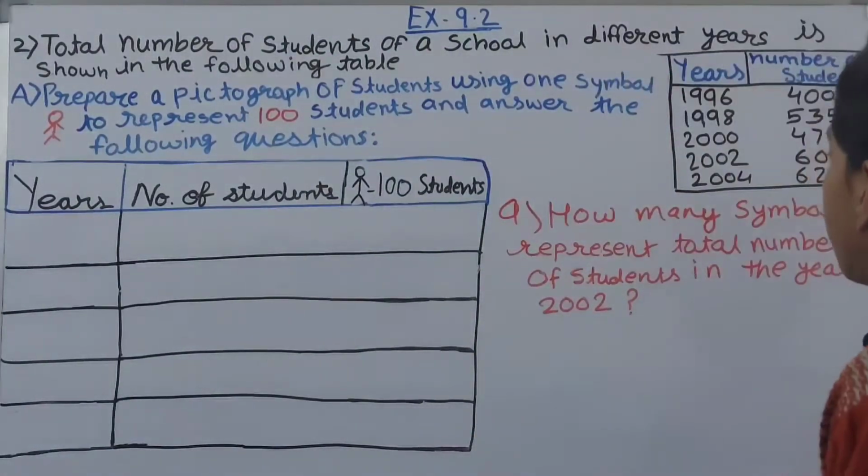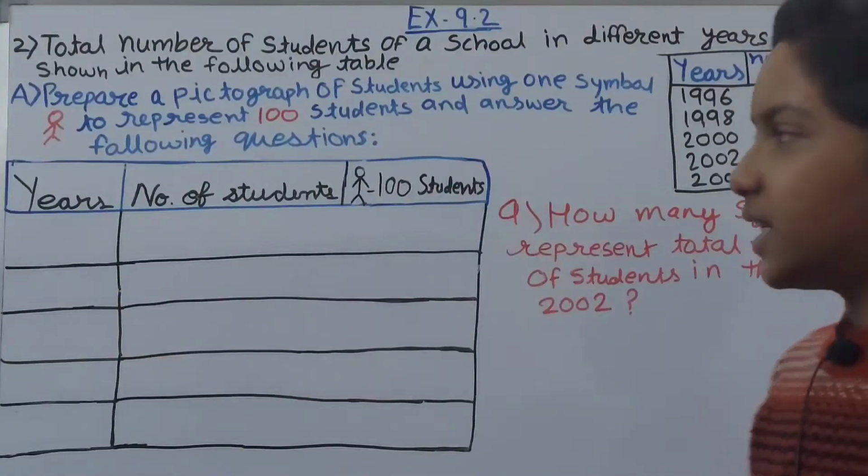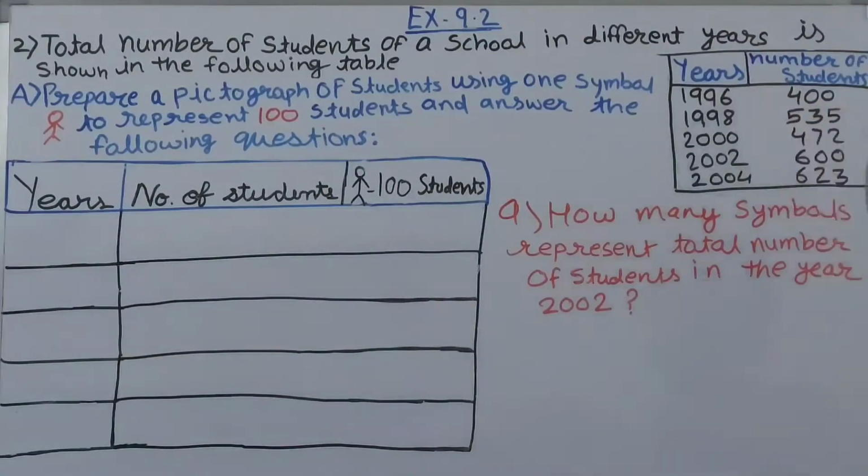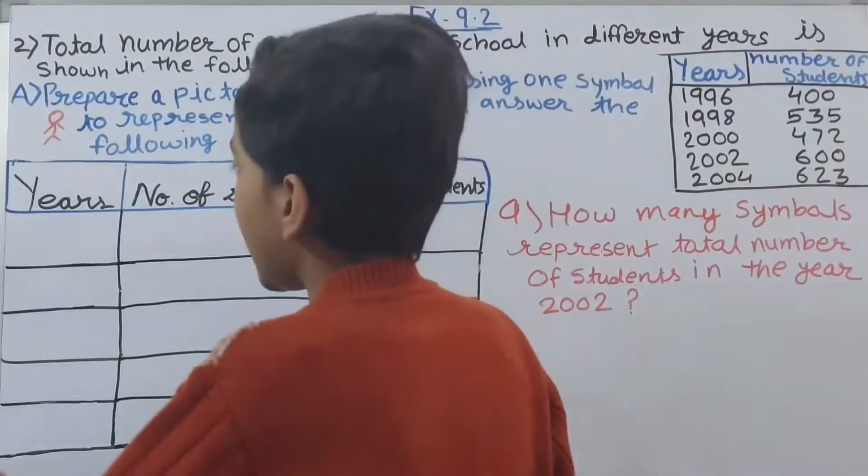Okay, so why are we wasting time? Let us start making the pictograph. So first year here is 1996.